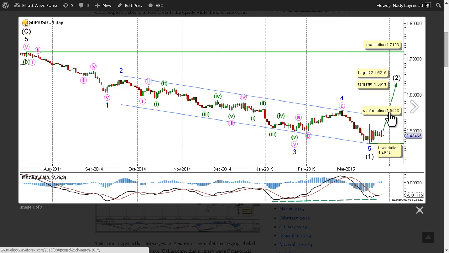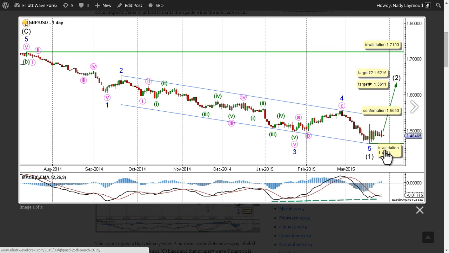This count would be confirmed by movement above 1.5553, and we have two targets for the completion of wave 2 block. The first target is at 1.5611, as at that level intermediate wave 2 block will reach 0.382 the length of intermediate wave 1 block, and the second target is at 1.6215, as at that level intermediate wave 2 block will reach 0.618 the length of intermediate wave 1 block.